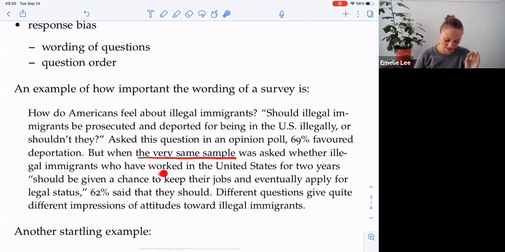was asked whether illegal immigrants who have worked in the United States for 2 years should be given a chance to keep their jobs and eventually apply for legal status, right? 62% of the same people said that they should. That's kind of the same question, right? But the wording of the question is so different that there's overlap there, right? So 69% said, oh yeah, they should be deported, right? But then 62%, so now we're talking about quite a bit of overlap here, said that, yeah, they should be able to just keep their jobs and stay, and that's fine, right? And so different questions give us different impressions of the attitudes, right?